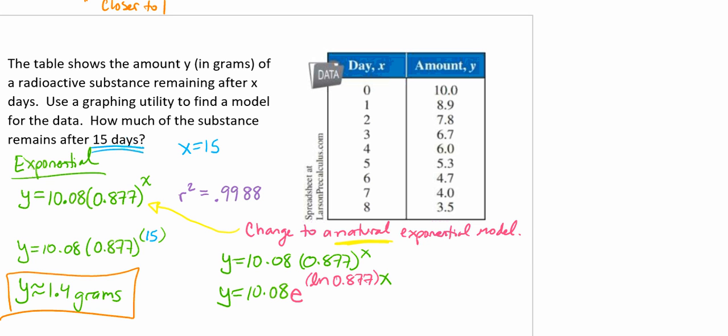And so then I would take and plug this value right here into my calculator, which would give me a final answer of y equals 10.08 times e raised to the negative 0.131x. And so if you were asked to change this to a natural exponential model, this is what you would do, and this is how you would get your answer. And when you plug that into your graphing calculator, it graphs the same, it looks the same, it's just written in a natural exponential model form.